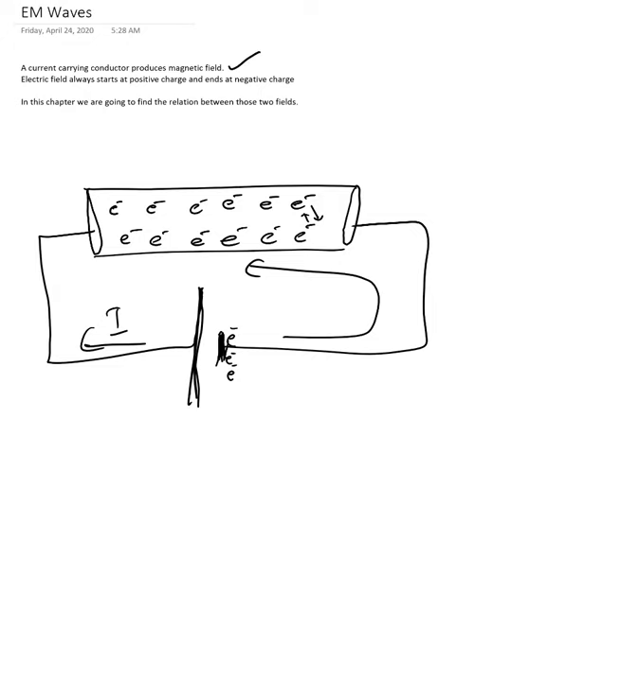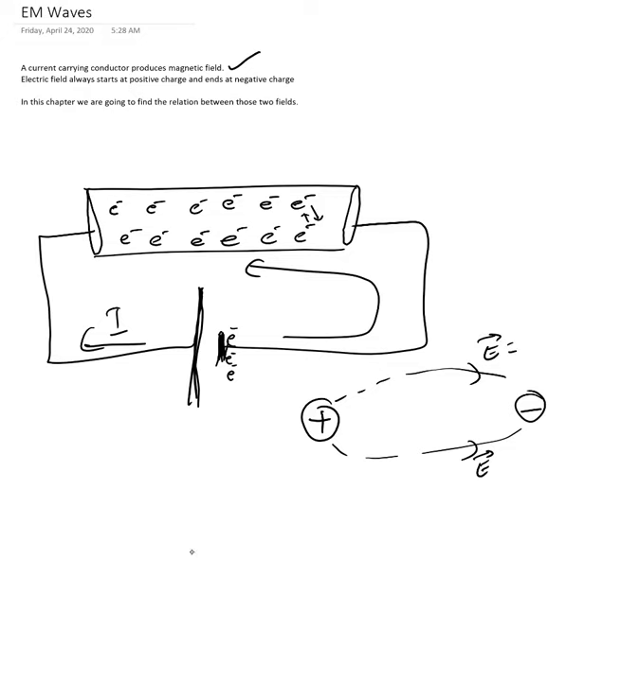Now, when it comes to the electric field, we want to find whether a magnetic field is going to produce an electric field or not. Electric field always starts at a positive charge and ends at a negative charge. So that's how electric field is created, right? It always starts at a positive charge and ends at a negative charge.